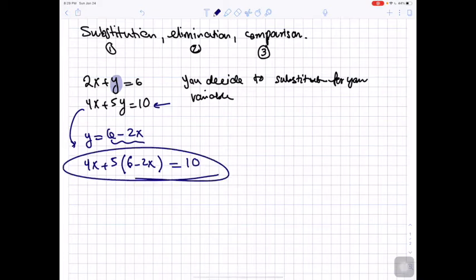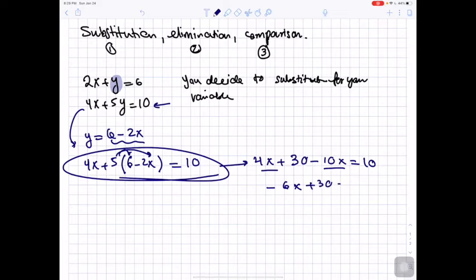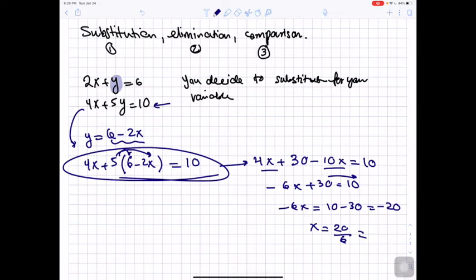So now I've got one equation and one unknown, so I can solve for that. I will say 4x plus, let me distribute the 5, 30 minus 10x is equal to 10. 4x minus 10x gives me minus 6x, and plus 30 is equal to 10. Let me take 30 on the other side. Minus 6x is equal to 10 minus 30, and x gives me 20 over 6, which should be equal to 3.3. Okay, so now I got my x.